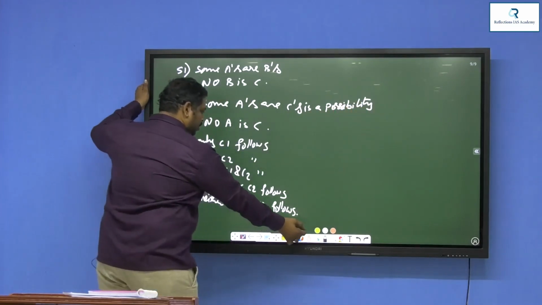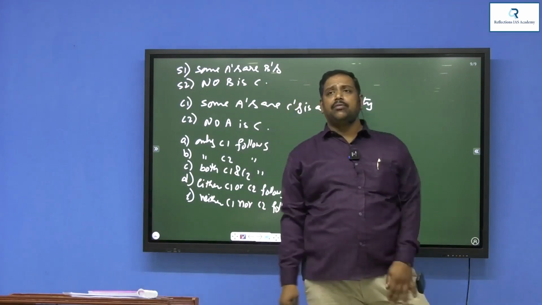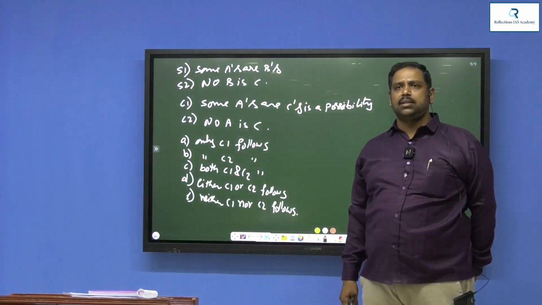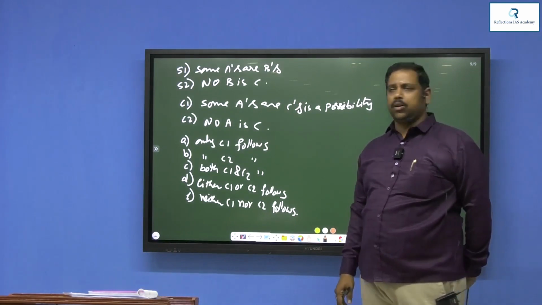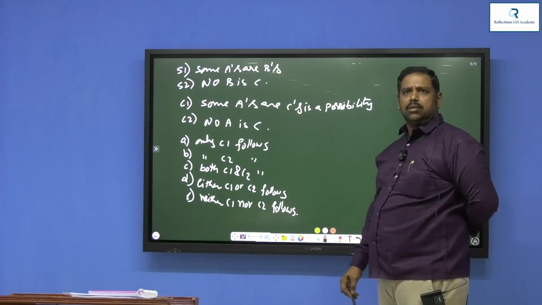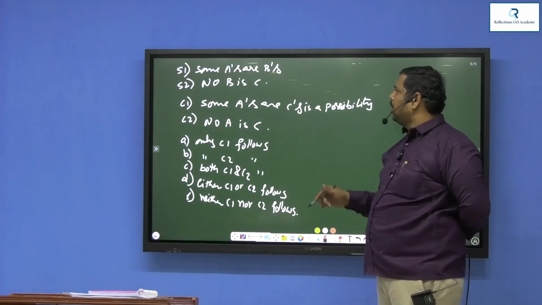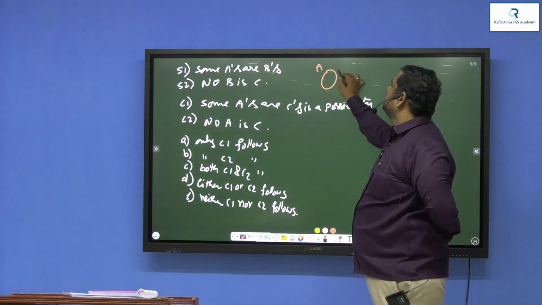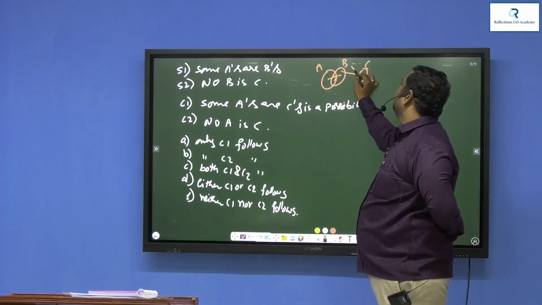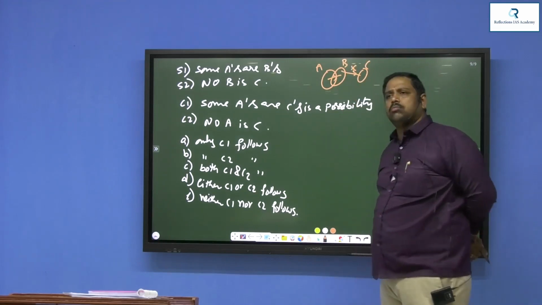Right. Listen carefully, all of you. Please drop the pens. Look at the board seriously. Some A's are B's, no B is C. These two are the statements. First, we have to draw the basic diagram, right? The basic diagram I have drawn.